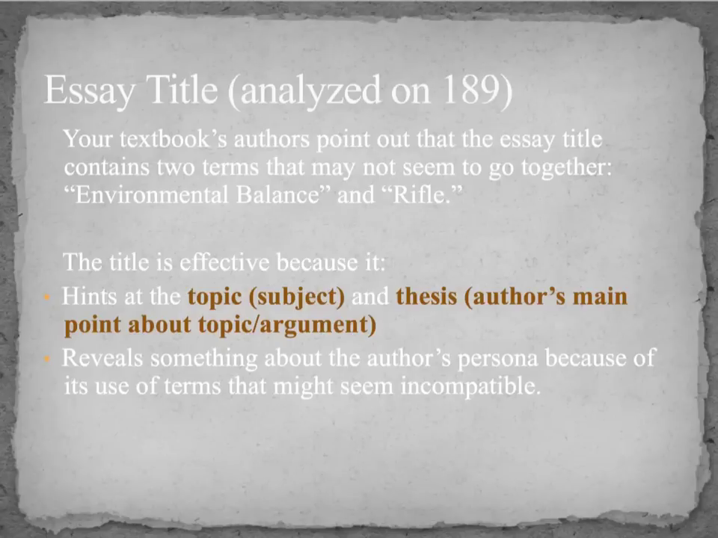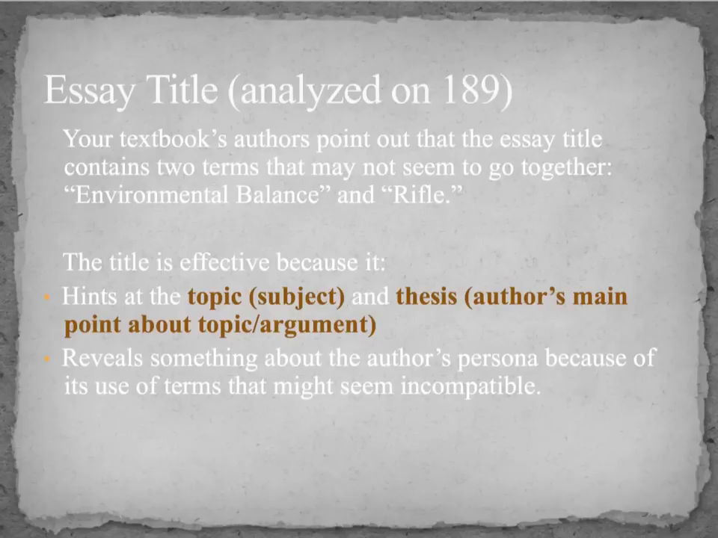So the first thing that your textbook looks at is the essay title, because titles are important. Your textbook's authors point out that the essay title contains 2 terms that might not seem to go together: environmental balance and rifle. These are 2 terms that maybe don't seem compatible with each other.